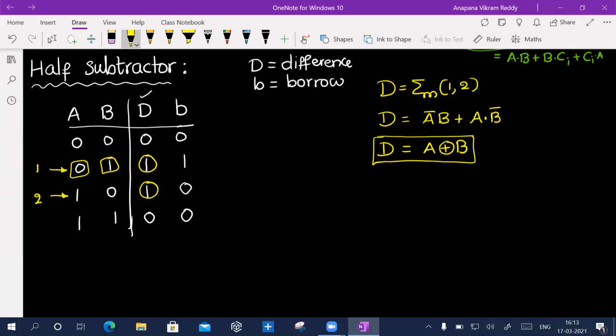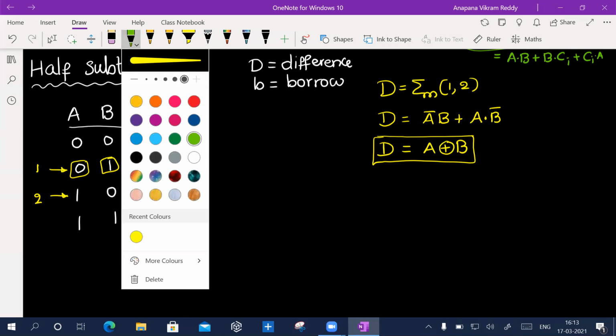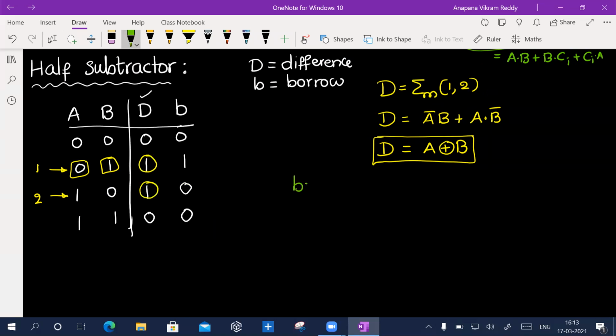Again we have the same thing, and now we will see the borrow. What happens with this borrow B? Where do I have a one here? This corresponds to A complement B.